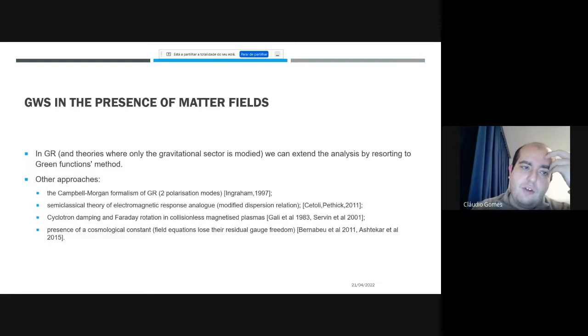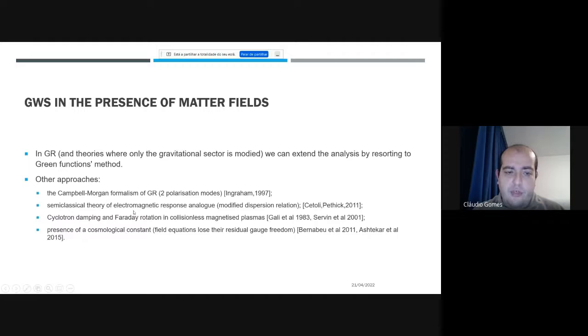Okay. And what about gravitational waves in the presence of matter fields in general? Remember what we had in general relativity and the other theories where only the gravitational sector is modified. What we do is look into the homogeneous part, or at least the solutions in vacuum, and extend this analysis by resorting to the Green's function method. However, there are other approaches, just to get some insight. There's the so-called Campbell-Morgan formalism of general relativity, which also finds two polarization modes.